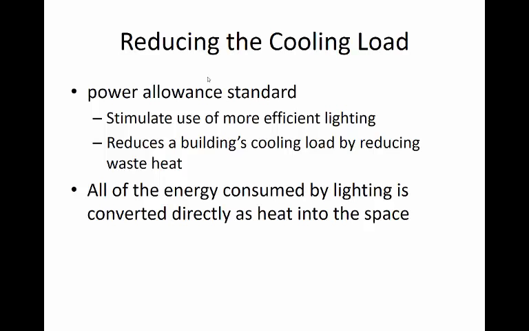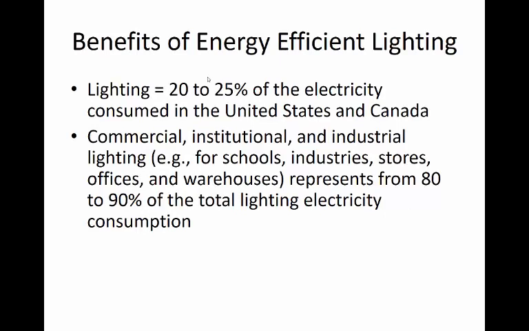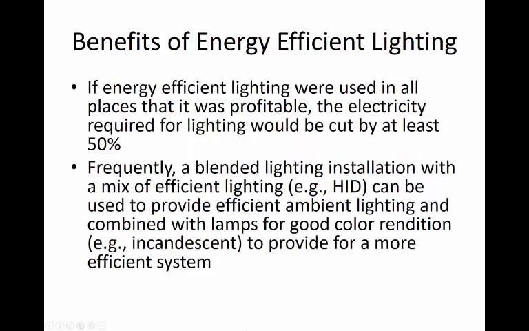So what you have to realize is, with the majority of lamps that are out there, all of the energy consumed by lighting is at some point converted into heat in the space. So what are the benefits of utilizing efficient lighting? Well, as we said before, 20 to 25% of the electricity consumed in the US and Canada is solely for lighting. Of that, commercial, institutional, and industrial lighting, so examples are schools, industry, stores, offices, warehouses, is typically about 80 to 90% of that total lighting electricity consumption. So 80 to 90% of this 20 to 25% of the total power consumption of the US.